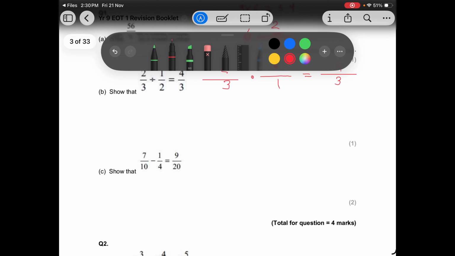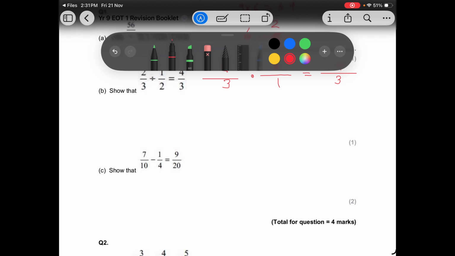Here, students, I have: show that 7 over 10 minus 1/4 equals 9 over 20. First of all, I am looking for what we call the least common multiple of 10 and 4. So here, guys, I need to unify the denominators. I need the denominators to be the same, and the common denominator here is what we call the least common multiple. I will tell you here how to find the least common multiple for two numbers.